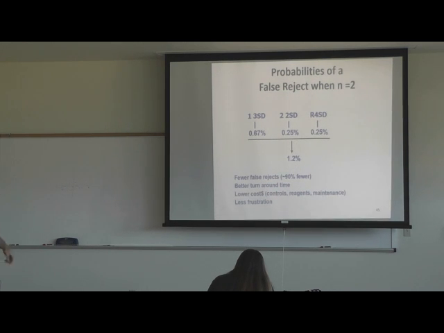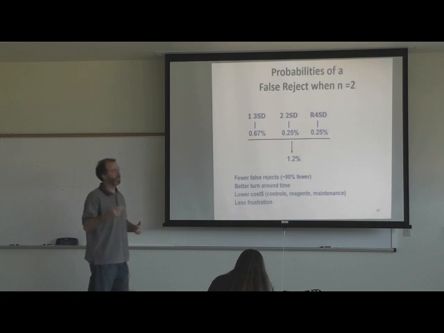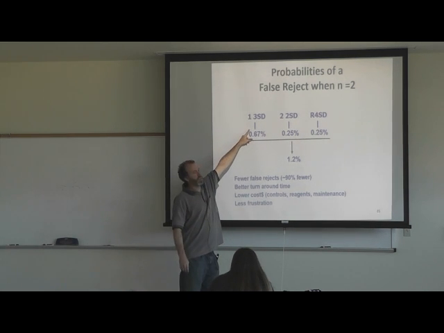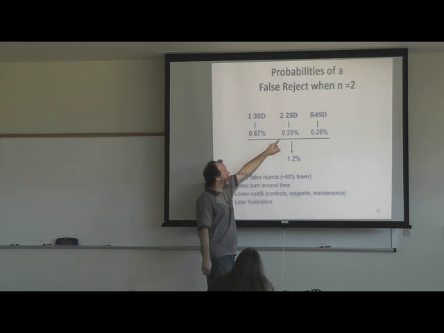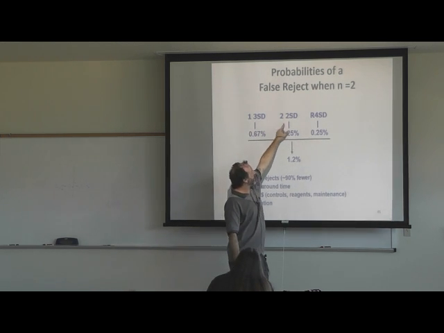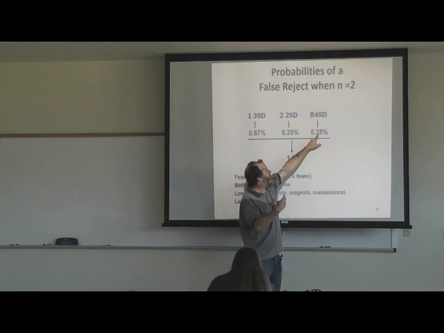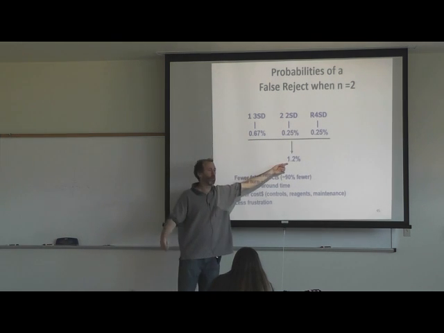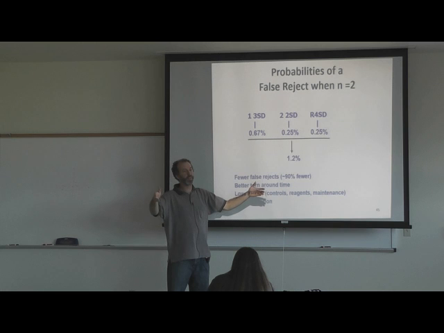So probabilities of a false reject when you have an N of 2. 0.67% with a 13S. So 0.67% of the time you're going to have normal data where you exceed 3 standard deviations of the mean. 0.25% of the time you're going to have the 2S violation, and 0.25% of the time you'll have an R4S. So that totals to about 1.2% of the time everything's going to be fine with your machine, but you're going to reject it.